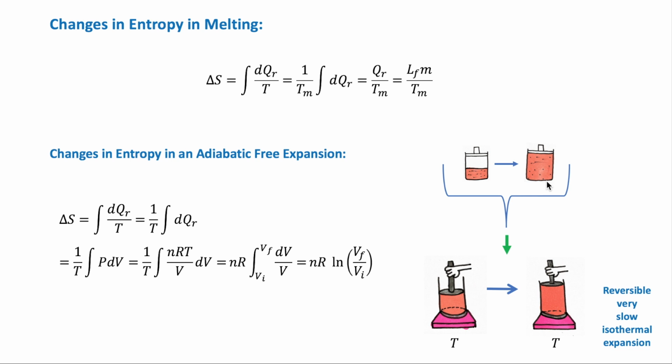So remember, the change in entropy does not depend on the path because it's a state function like the internal energy. And so the change in entropy for this situation will be the same for that because they have the same initial and final state. And so we have delta S is equal to 1 over T times the integral of dQr, and T we put outside of the integral because it's constant in an isothermal process.